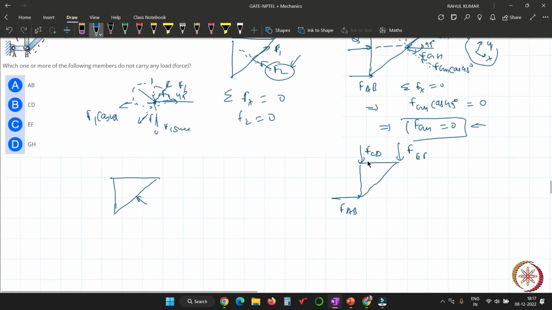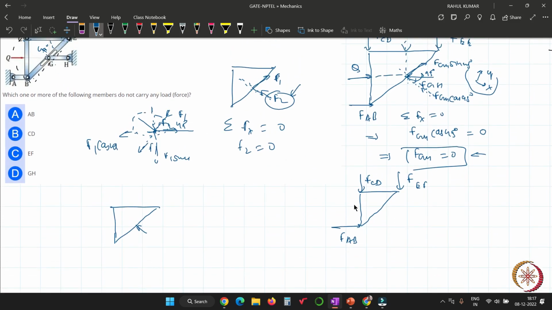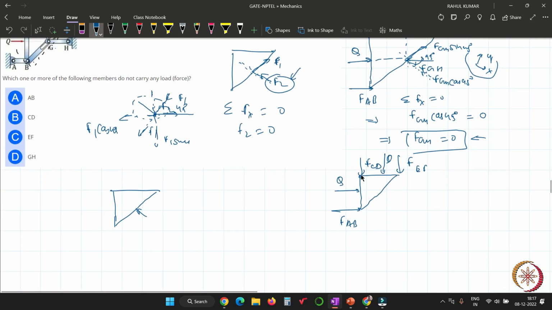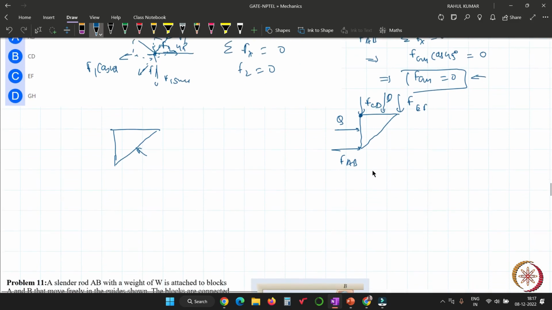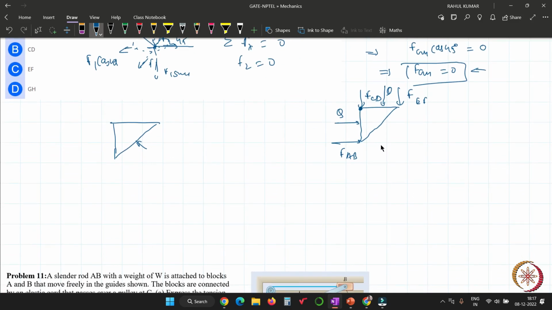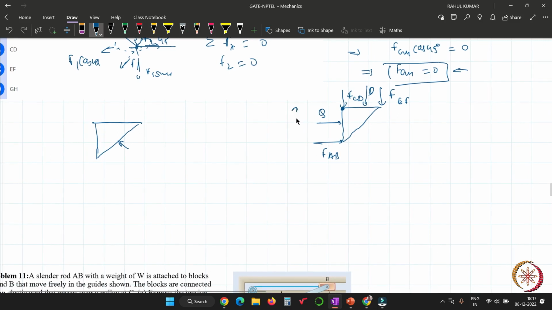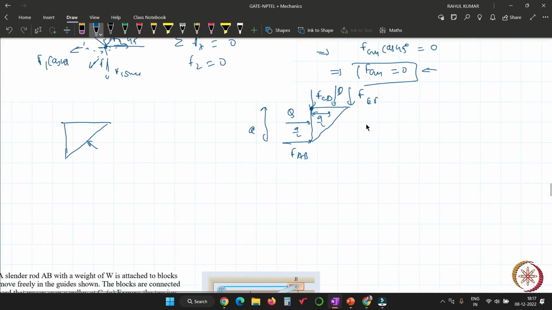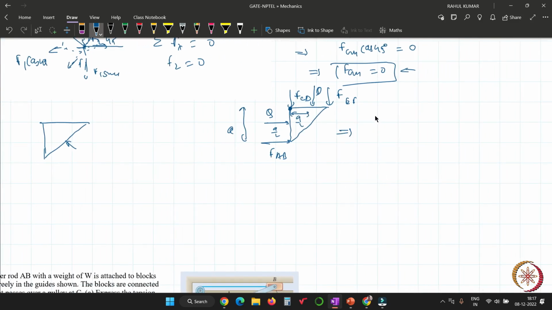Now, I'm going to draw the FBD when there is no force in GH. Like this, right? Now apply moment equilibrium about this point; at any point you can apply the moment equilibrium. Suppose here the length is A, so here it will be A by 2. By the summation of horizontal forces, Q plus FAB equal to 0, by summation of Fx equal to 0.